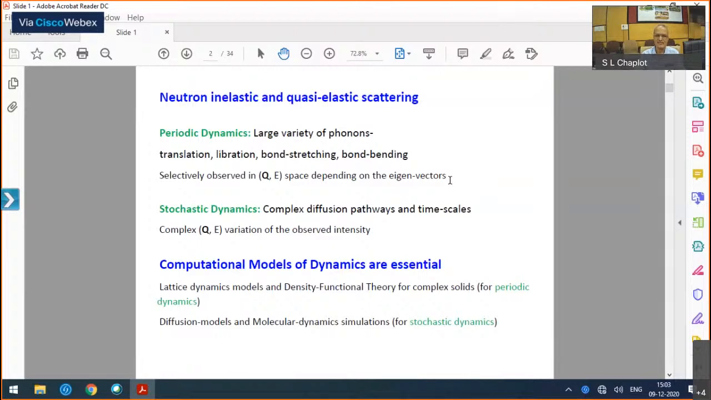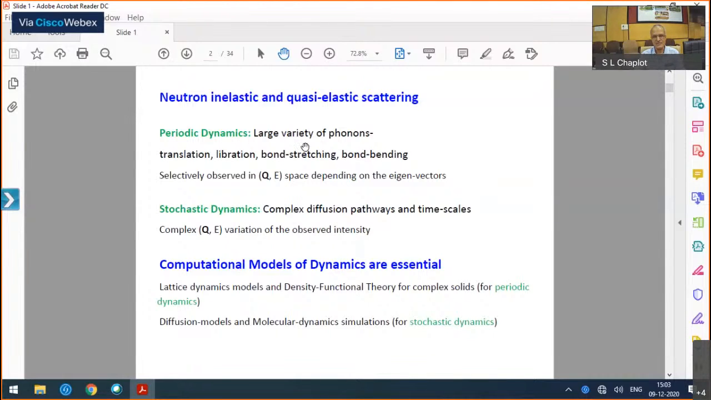Stochastic dynamics, on the other hand, could involve fairly complex diffusion pathways or time scales. So then again, this gives the corresponding complex wave vector and energy variation of the observed intensity. So this is what we will look at.